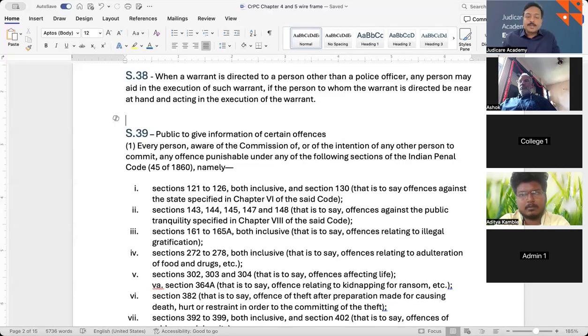For example, a very famous case law is Nirmal Singh versus State of Punjab, where a legal question revolved around the same thing: whether citizens can be involved in executing a warrant or not. The court upheld the validity of action taken under section 38, confirming that when a warrant is executed, citizens may legitimately offer their assistance, particularly when the warrant holder is present and actively engaged.